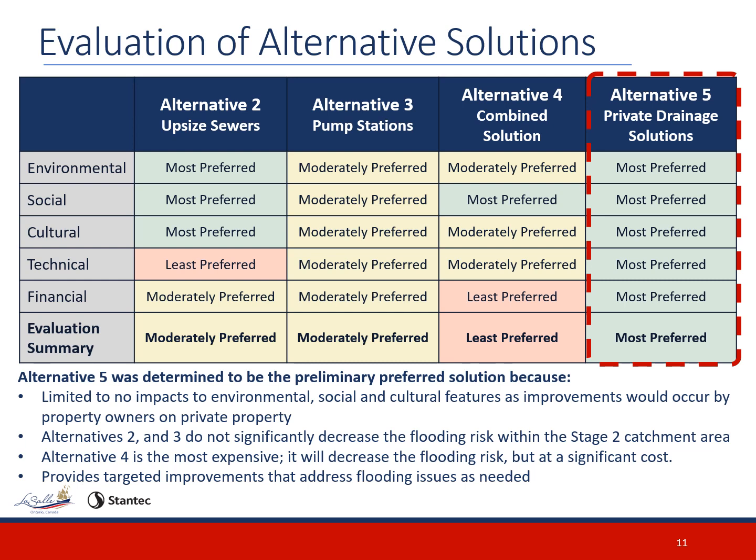Alternatives 2 and 3 do not significantly decrease the flooding risk within the Stage 2 catchment area. Alternative 4 is the most expensive. It will decrease the flooding risk, but at a significant cost. Alternative 5 provides targeted improvements that address flooding issues as needed.